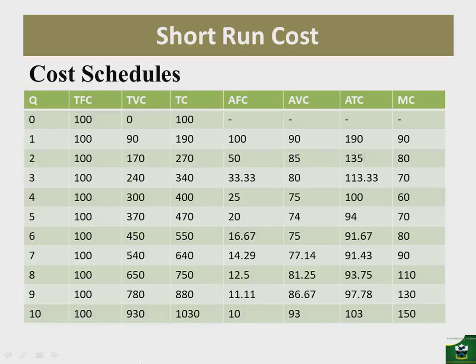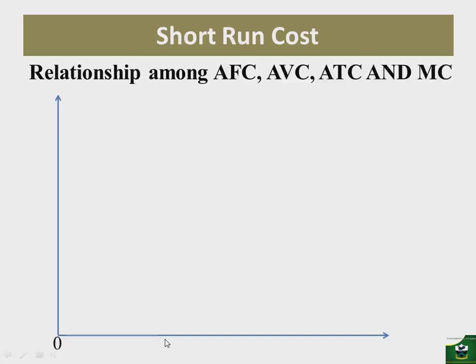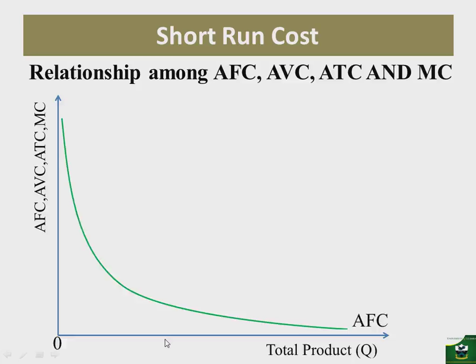Okay, so let's now look at the graphical illustration of these curves. Okay, so here we are. Now let's start by putting our vertical axis and our horizontal axis. On the vertical axis, we put average fixed cost, the average variable cost, the average total cost, and the marginal cost. On our horizontal axis, we put the total product, which is the output produced by the firm.